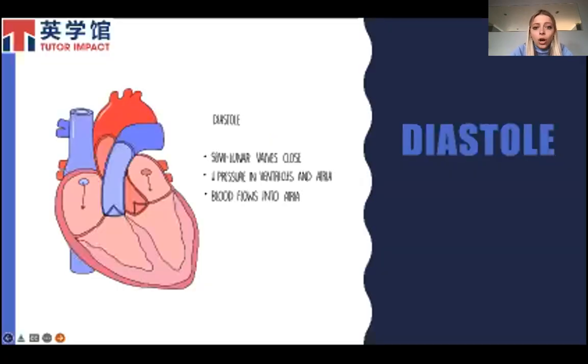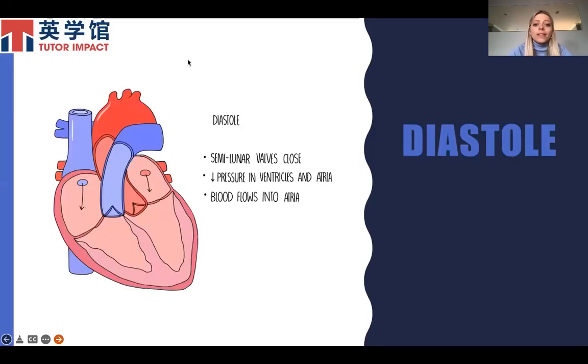So the last stage of this process is diastole. And what this means is that both the atria and the ventricles relax and the pressure in both chambers goes down. Since the pressure is then higher in the arteries than in the heart chambers, the semilunar valves are forced closed, which prevents blood flowing backwards into the ventricles. And then blood is returned to the heart and the atria fill with blood. And then the whole process repeats itself.